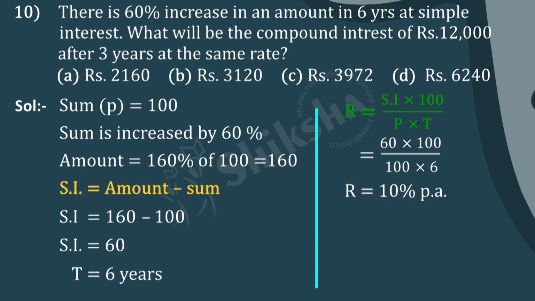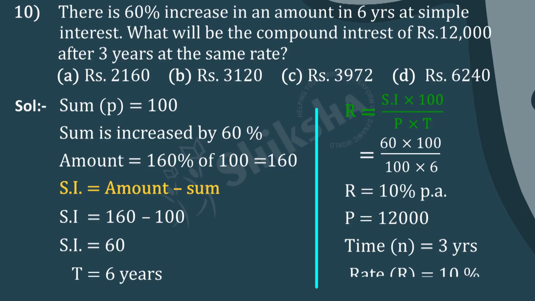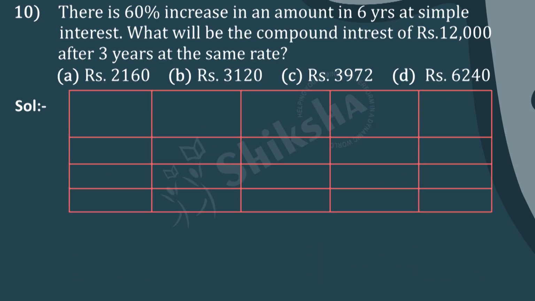Now to find CI, that is compound interest, we have P, that is principal, equals rupees 12,000, time, that is n equals 3 years, and rate, that is r equals 10%. In the question we are asked to find the compound interest for 3 years. So we will solve it by the short trick method.